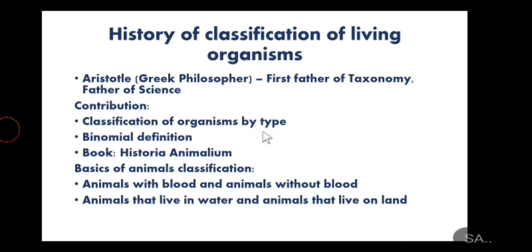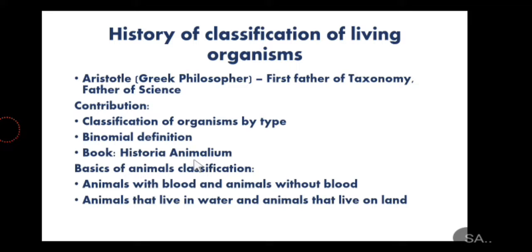So Aristotle classified the organisms by type. He also gave the concept of binomial nomenclature. We'll see the concept of binomial nomenclature in detail in the next video. But for your information, I just wanted to tell you that Aristotle was the man who gave the concept of binomial nomenclature. Well, Aristotle wrote a book, Historia Animalium, as the name is indicating that this book is about the history of animals.